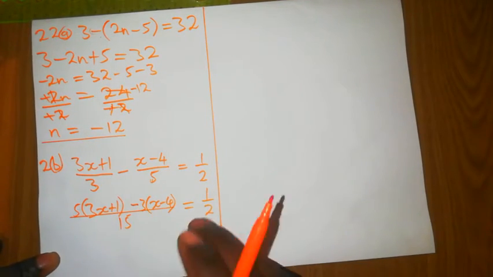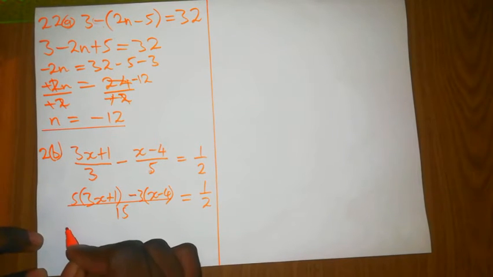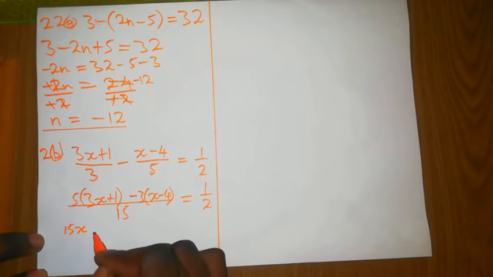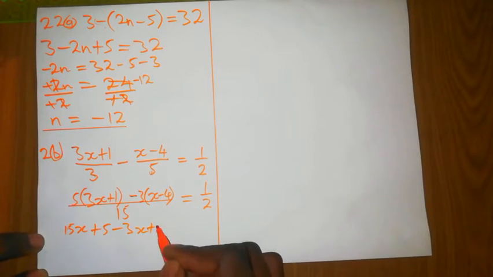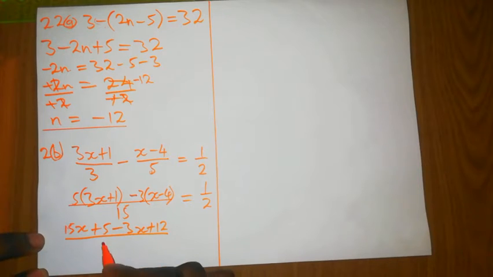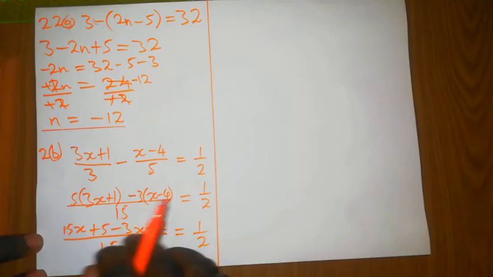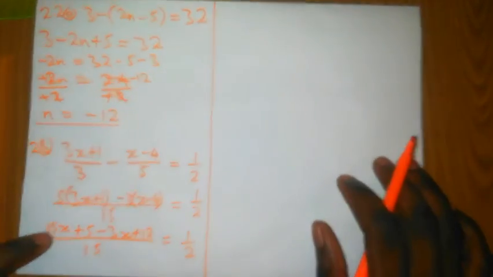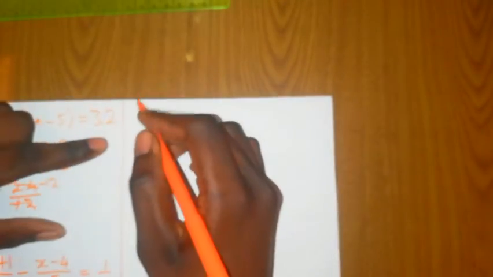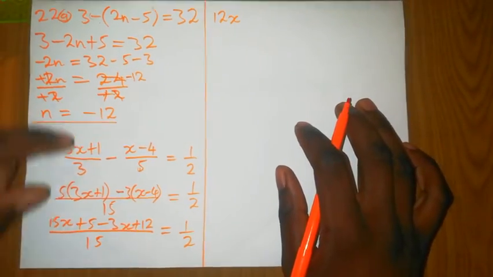I have to simplify this until I reduce it. So I've got 15x plus 5 minus 3x plus 12, over 15, is equal to half. I then simplify this once. So it's 15x minus 3x, that's 12x, then 5 plus 12, that's a 17.